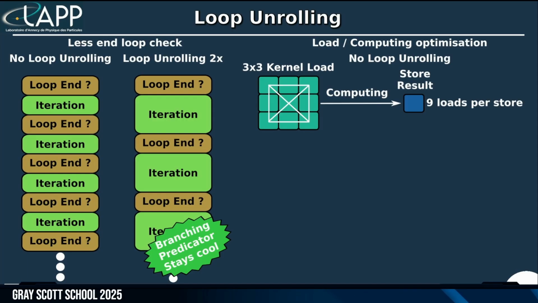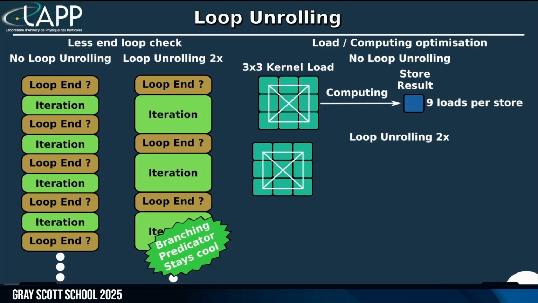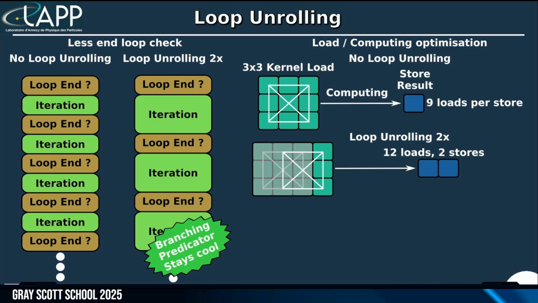Let's diminish that. So we can try with unrolling 2 times. So we have the first kernel with 9 loads, and then we have the computation, and we do the next one. And here we have to load only 3 values. Better. So we get 12 loads, but 2 stores. So 6 loads per store is better.